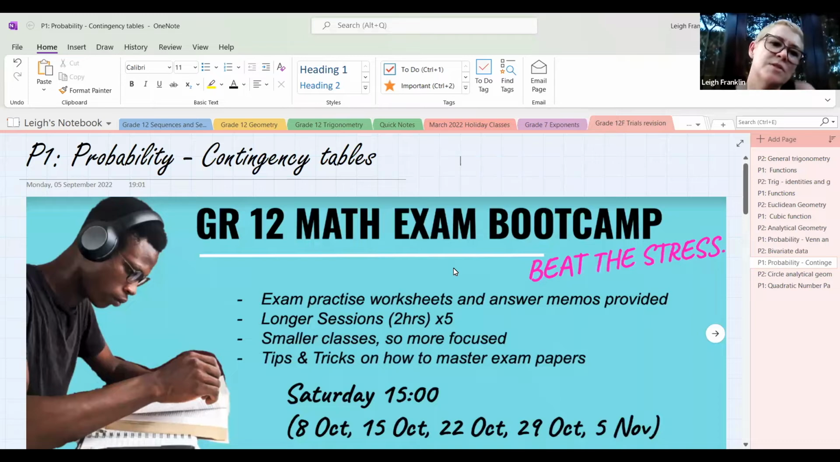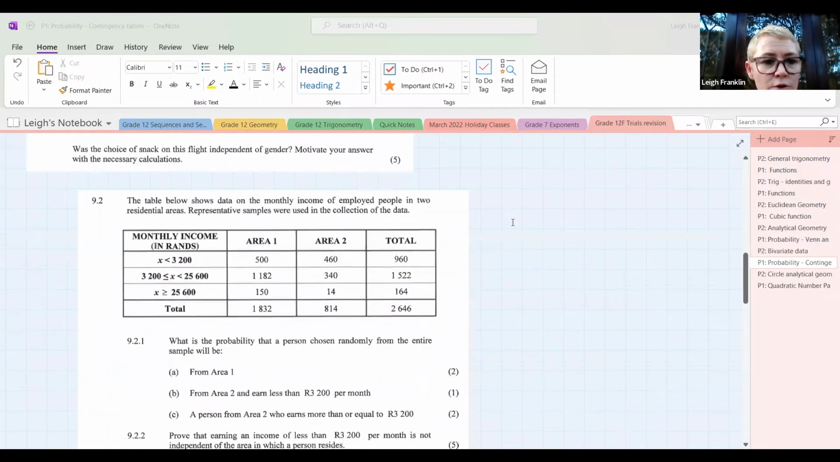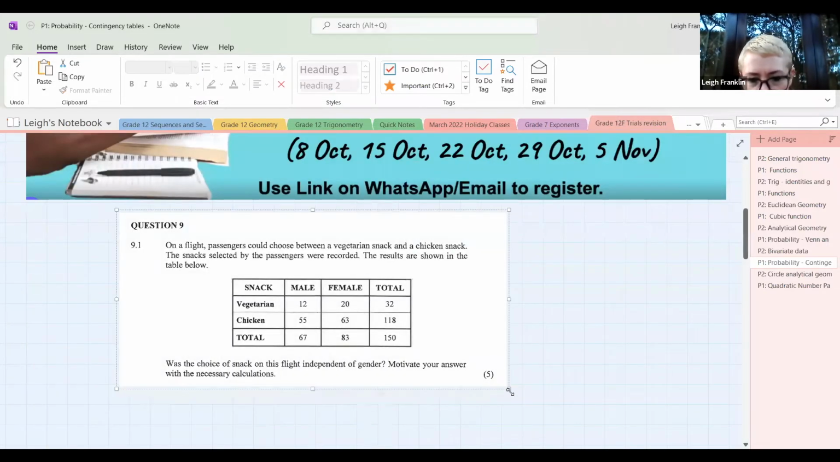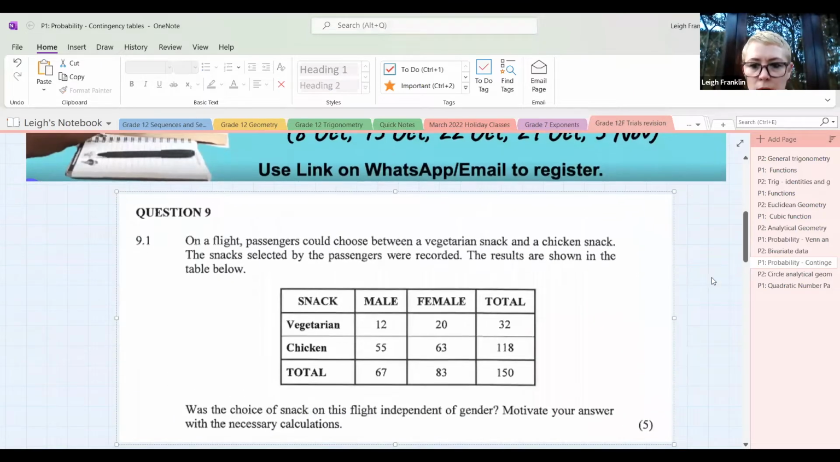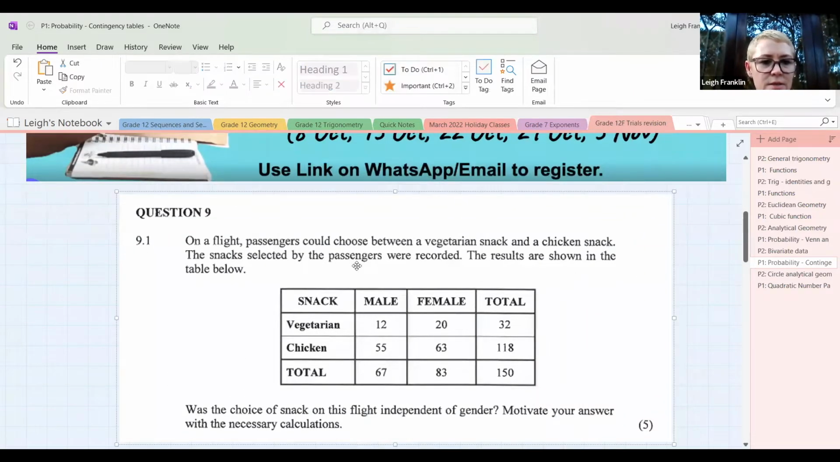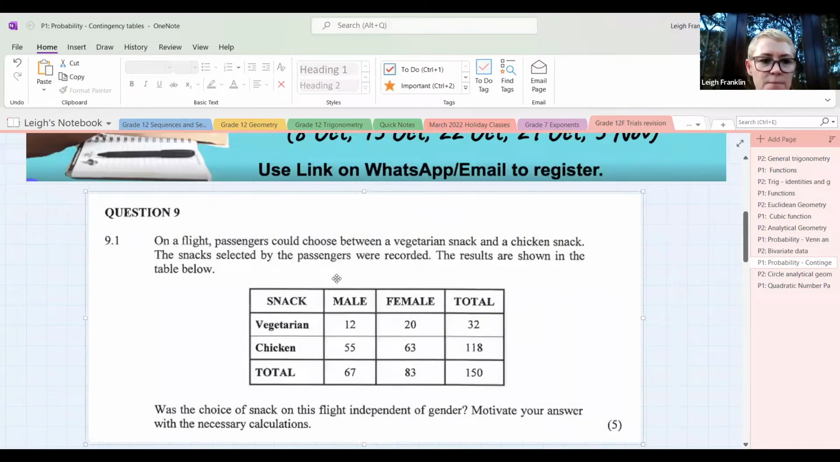About probability, specifically with regard to contingency tables, because that is something that comes up regularly in exams. So the first thing that I wanted to have a look at was a question that I found. Let me just make it a little bit bigger. Okay, and you can see here that this is out of 5 marks.